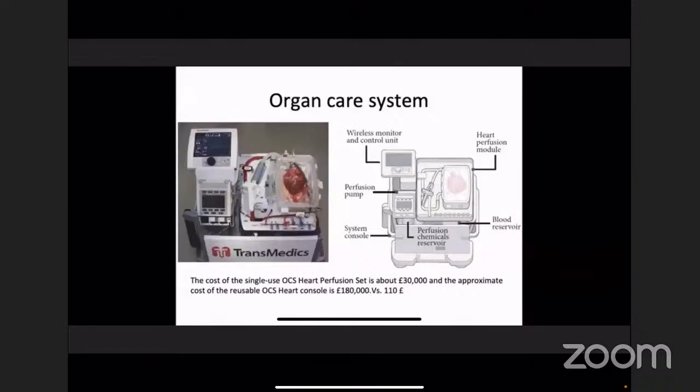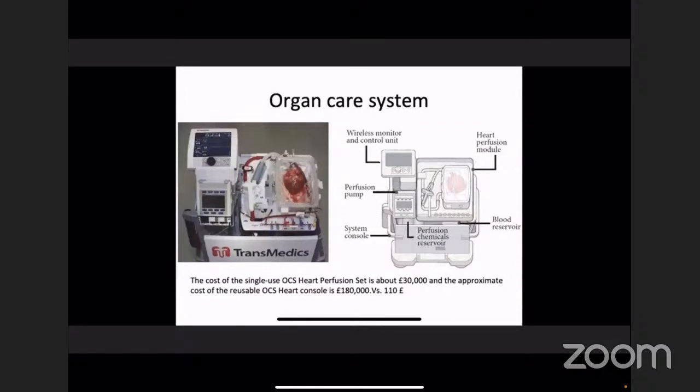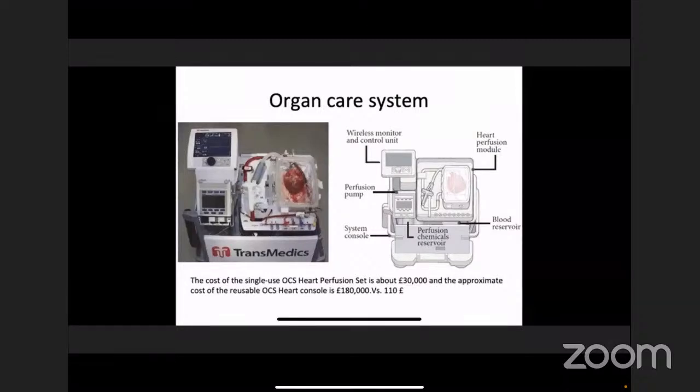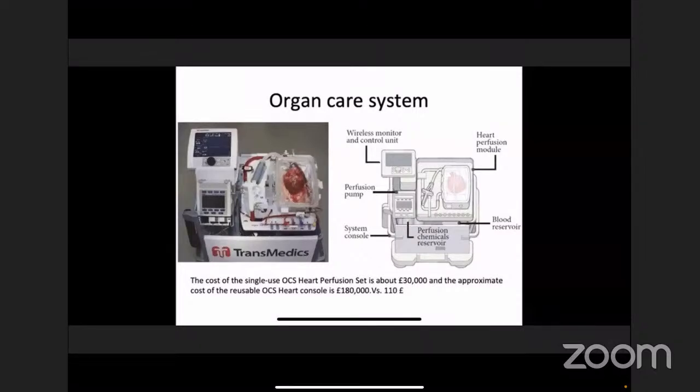Here we have a picture of the Organ Care System by TransMedics. The heart is preserved at 34 degrees with pulsatile flow. On the monitor, we can look at different pressures, like perfusion pressure, coronary pressure, and aortic pressure. We can also check the lactate and other parameters. The disadvantage of this device is that it's costly.